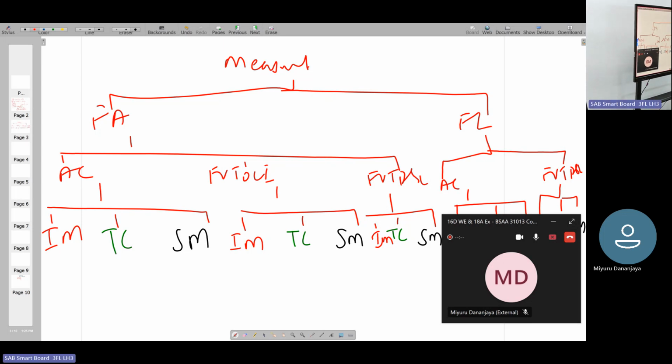Again, last one. What is the last one? I will do initial measurement. The initial measurement is fair value. Transaction cost goes to P&L. Subsequent measurement, fair value change, goes to P&L. You can see the pattern if you have written it properly.